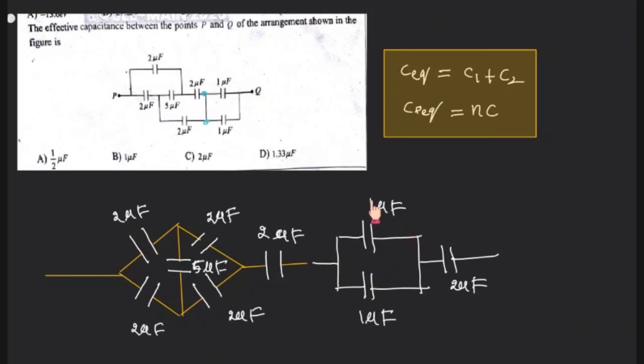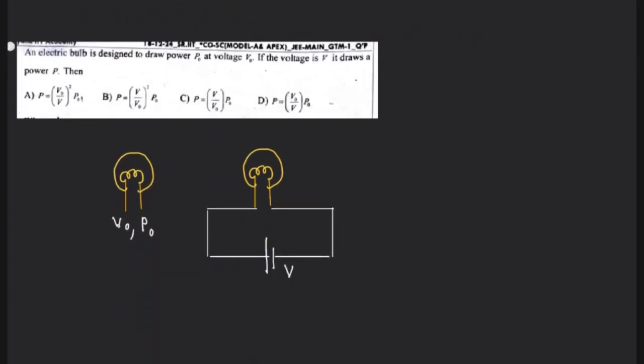Again this 2 microfarad, this 2 microfarad in series, therefore the answer is 1 microfarad. That is the answer. So the answer is B. Clear? Now let's see this one.